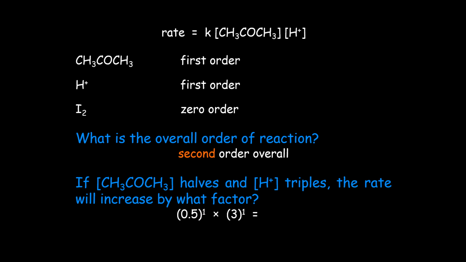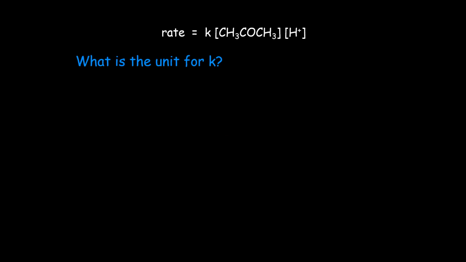It's going to be 0.5 to the power of 1 times 3 to the power of 1, so the rate is going to increase by 1.5 times. Now you may want to pause the video until you've rearranged that and worked it out, and it's dm^3 mol^-1 s^-1.